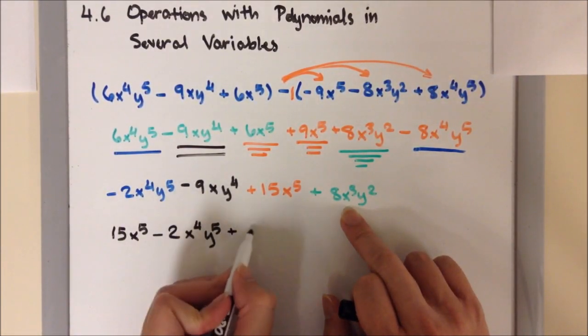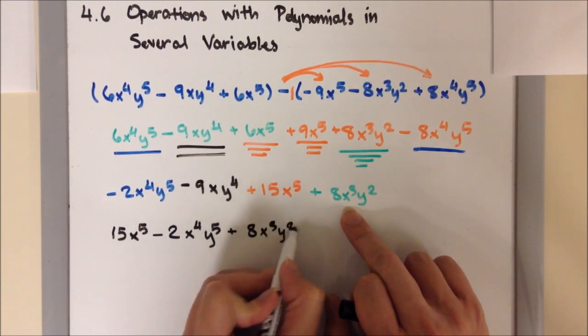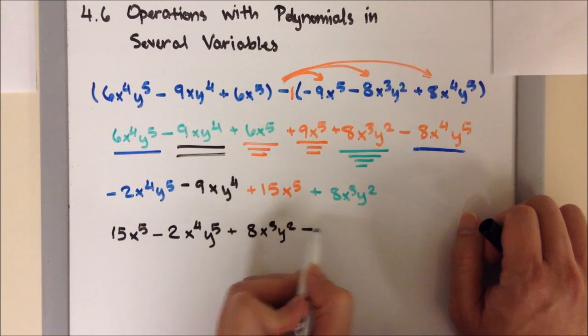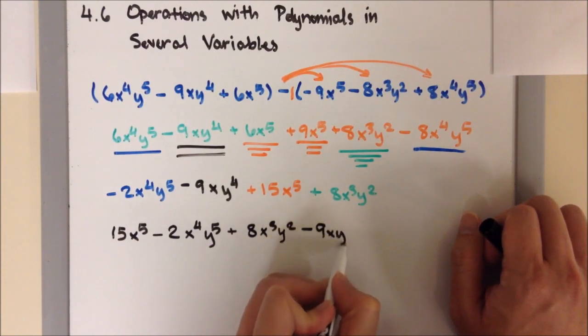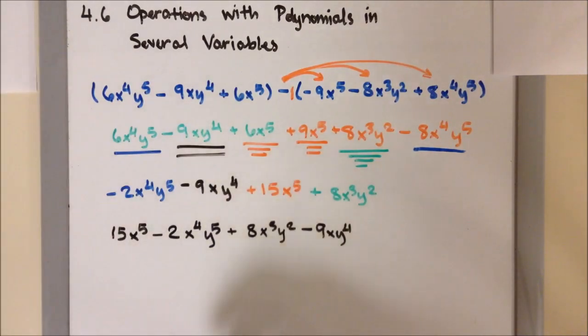So plus 8x to the third, y squared. And then minus 9x, y to the fourth. And then that was pretty much it. So this is our final answer.